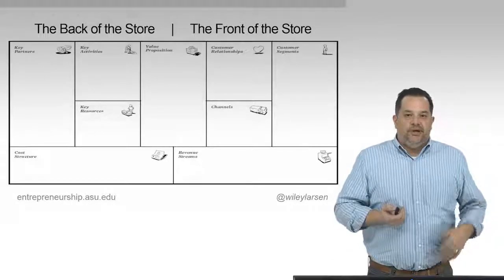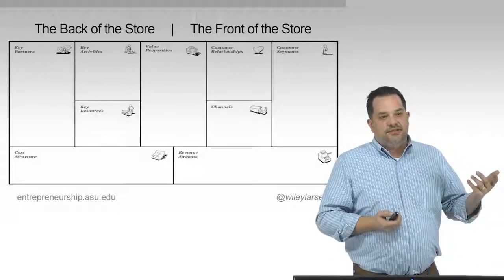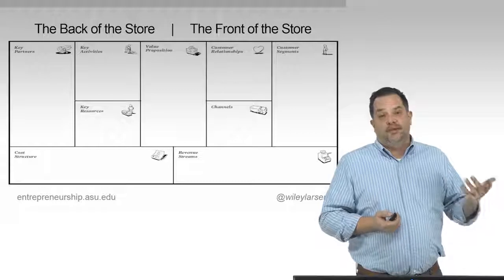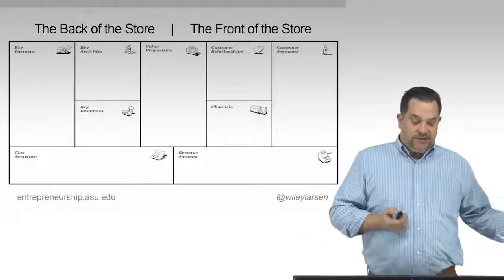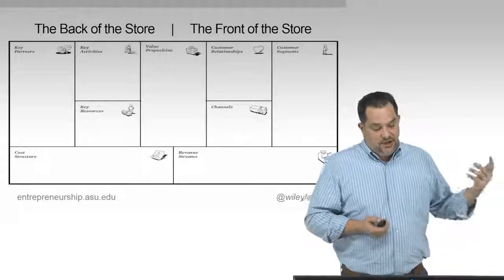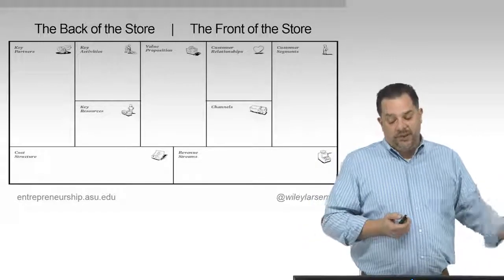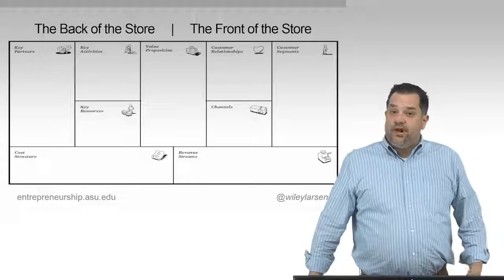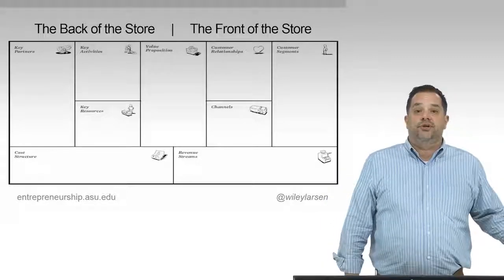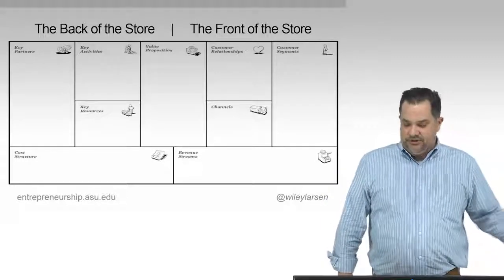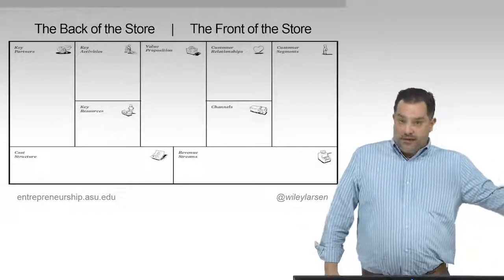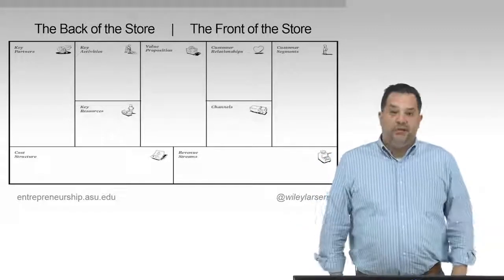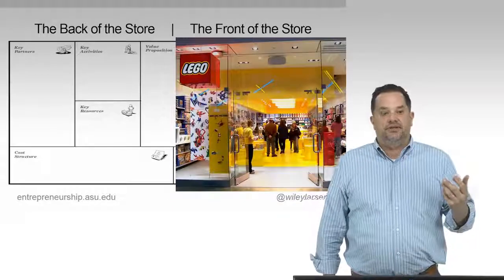So one of the ways that we look at the business model canvas is the front of the store and the back of the store. So on the left side of the canvas, you see key partners, key activities, key resources, cost structures, and value propositions. On the other side, we see customer relationships, channels, and customer segments and revenue streams. So on the left side, we have the back of the store, and on the front side, we have the front of the store. So here's how we look at this.